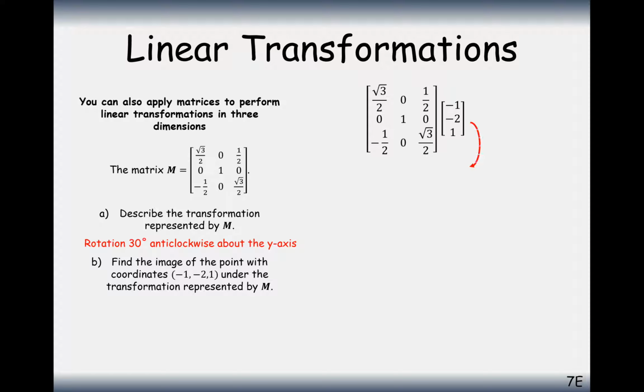Now it's just time to transform the coordinates. Multiplying out your brackets does get quite fiddly with all these root 3's and negatives and fractions. You do get this answer though: 1 minus root 3 over 2 minus 2, 1 plus root 3 over 2. Notice here how the y coordinate has not changed at all. Given that we are rotating around the y-axis, you wouldn't expect that to change.